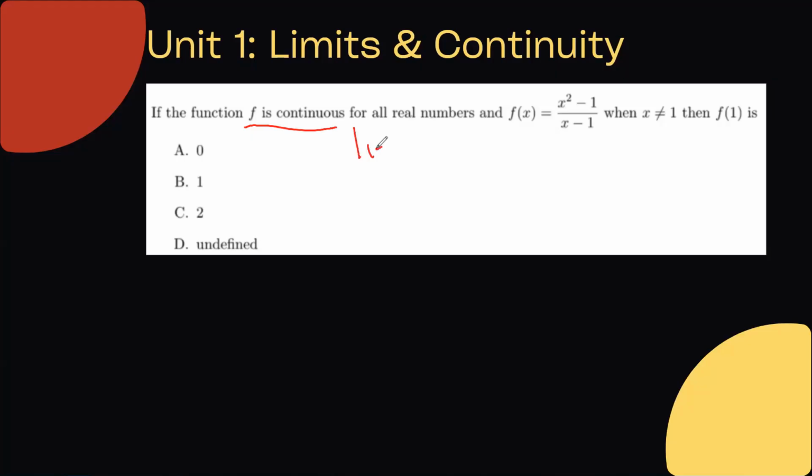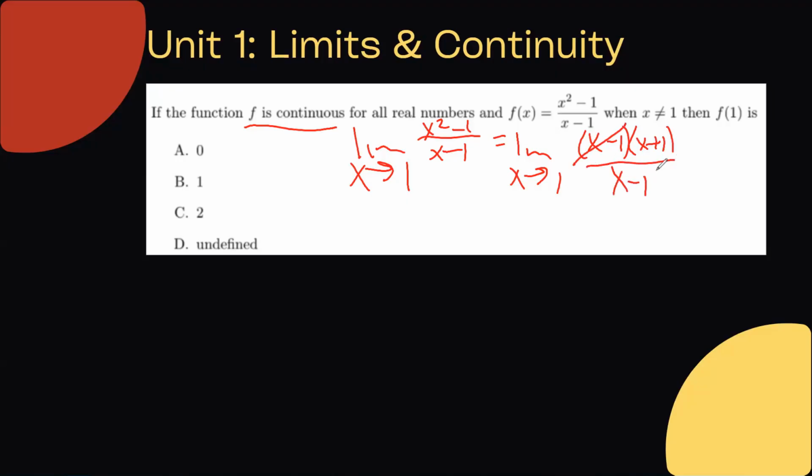So what we want to do is take the limit as x approaches 1 of the function, and that's going to be the limit as x approaches 1 of x minus 1, x plus 1. The x minus 1s would cancel, and you'd have x plus 1. So the limit as x approaches 1 of x plus 1 is 2. So we would have to define f of 1 as being 2 in this case.